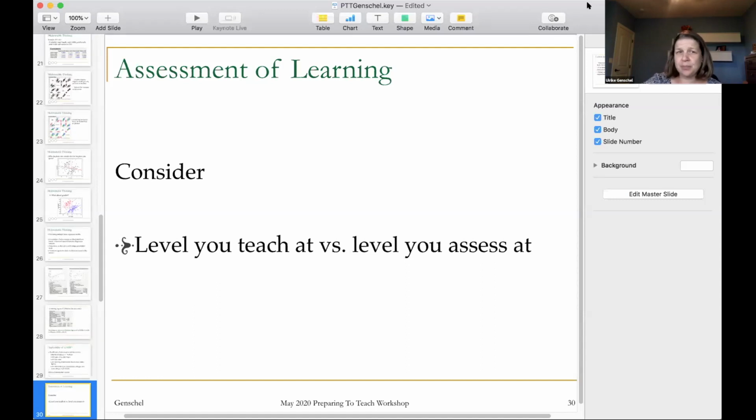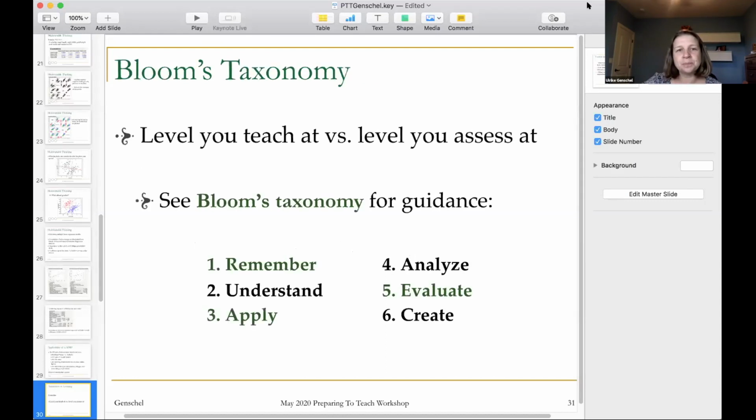How do we assess students? One fundamental thing to keep in mind when you want to assess your students is the level that you teach at in your class, and the level you're assessing at. For the most part of your assessments, you want those two to ideally match up reasonably well.